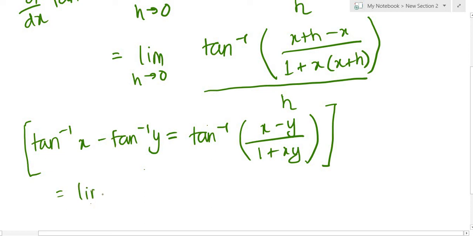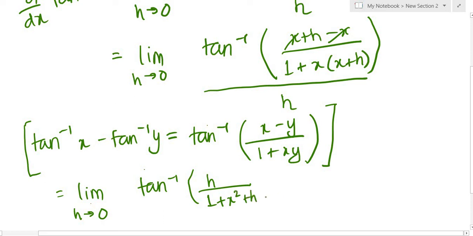So the limit as h tends to 0, cancel out some x's. See, the tan inverse of h over this craziness, x squared plus hx, all over h.